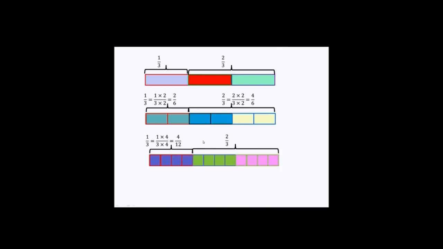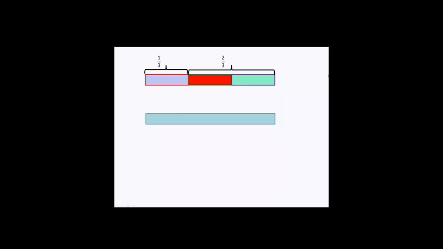And so what about 2/3? Pause the video and write 2/3 on your own in this same manner. So if you did what I asked you to do, it should look like this. So 2 groups of 4 out of 3 groups of 4. So 2/3 is the same as 1, 2, 3, 4, 5, 6, 7, 8 out of 12.